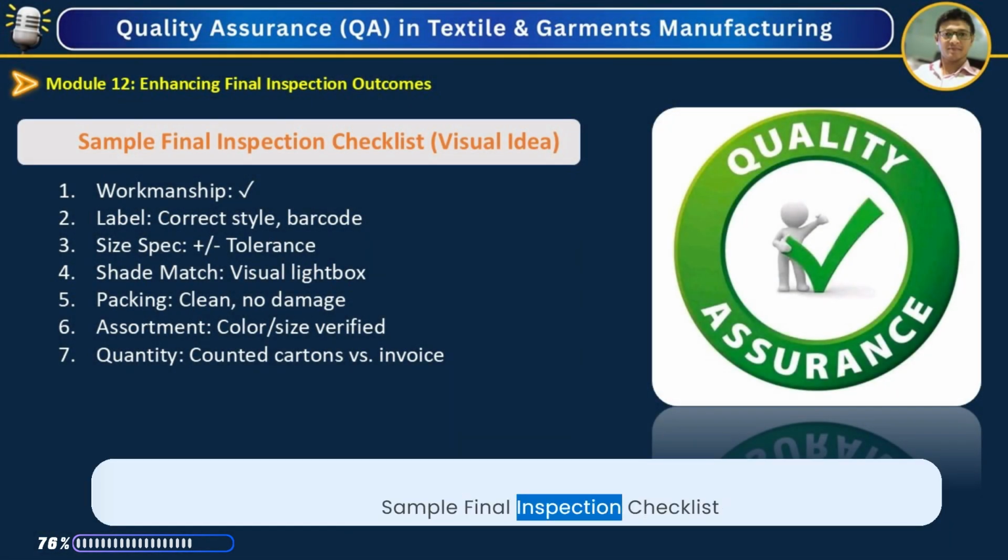Sample final inspection checklist. 1. Workmanship. 2. Label, correct style, barcode. 3. Size spec, plus, tolerance. 4. Shade match, visual light box. 5. Packing, clean, no damage. 6. Assortment, color size verified. 7. Quantity, counted cartons versus invoice.